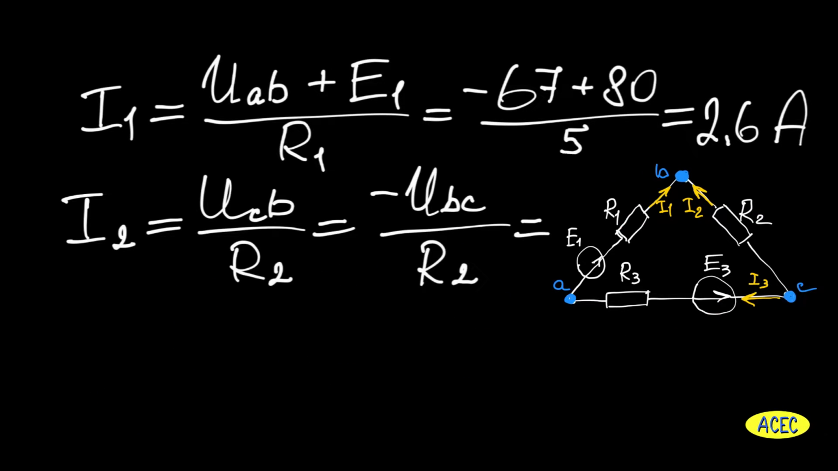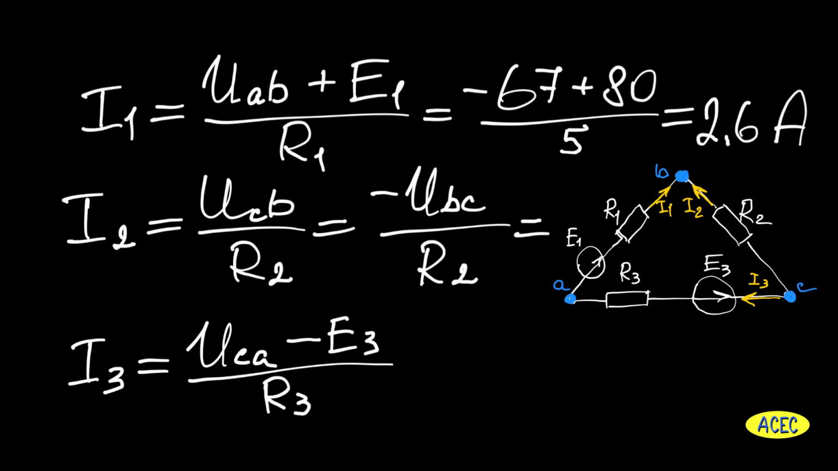Current I3 in the third branch goes from node C to node A. In this branch we see voltage source E3. E3 will be with minus sign because it has the opposite direction to the current I3.